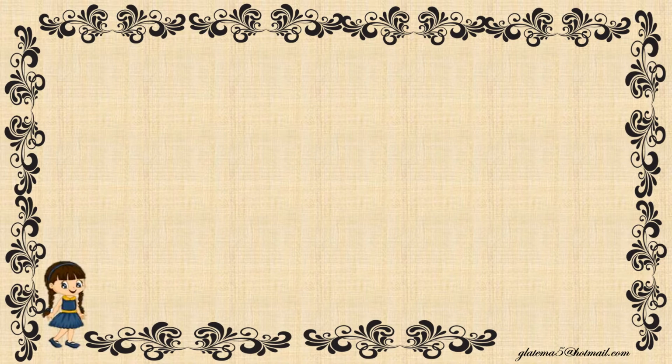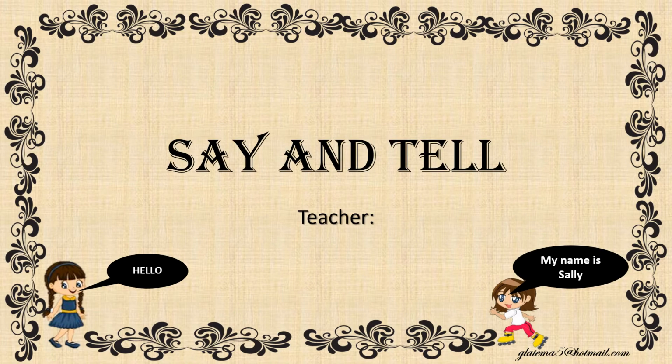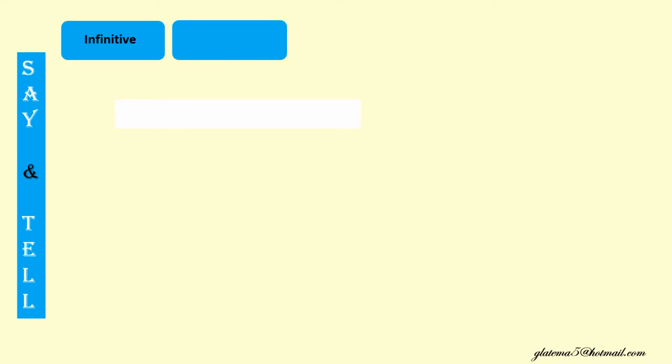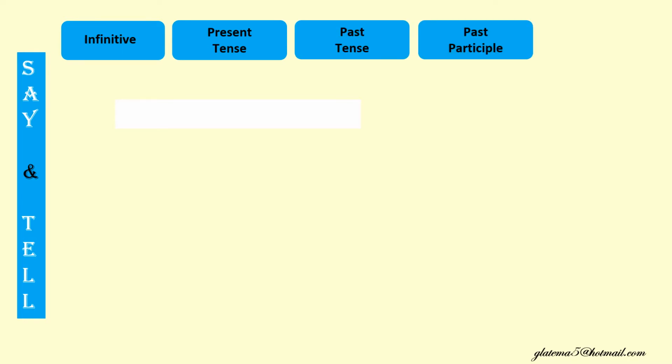Today we are going to see the use of say and tell. This is Miss Gladys Machado. As you can see here, we have say and tell. But first, we are going to see the different forms and the different tenses of this verb: the infinitive, the present tense, the past tense, the past participle, and the present participle.